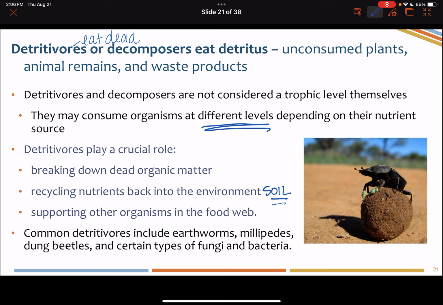And because they recycle nutrients, put them back into the soil, they're also helping to support other organisms within that food web. Common detritivores are going to be earthworms and millipedes that break down matter within the soil. Dung beetles break down feces. And then there are a variety of fungi and bacteria that do this job as well.